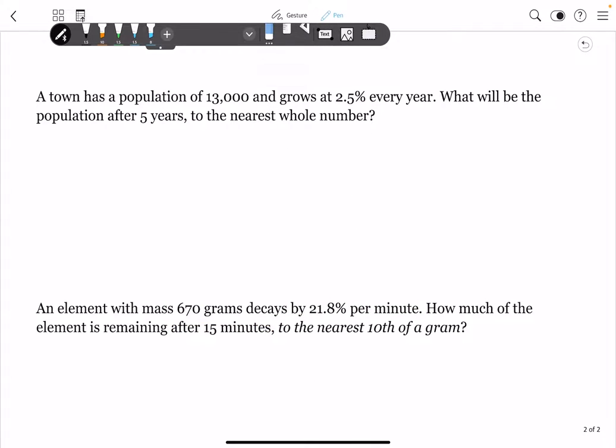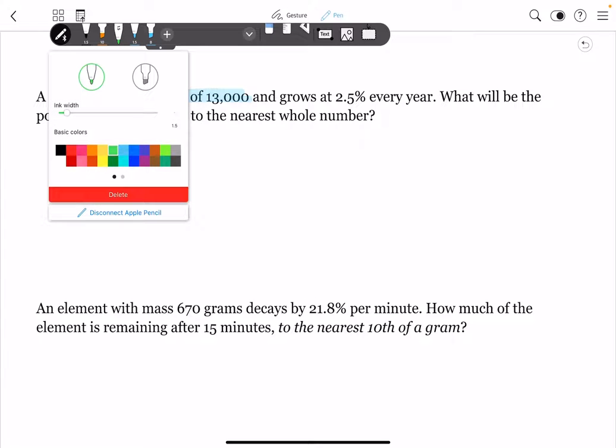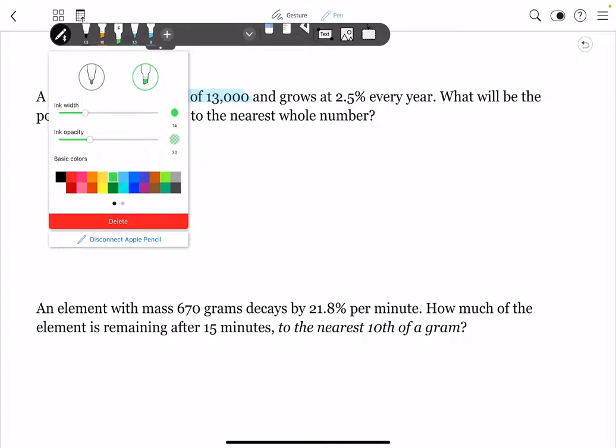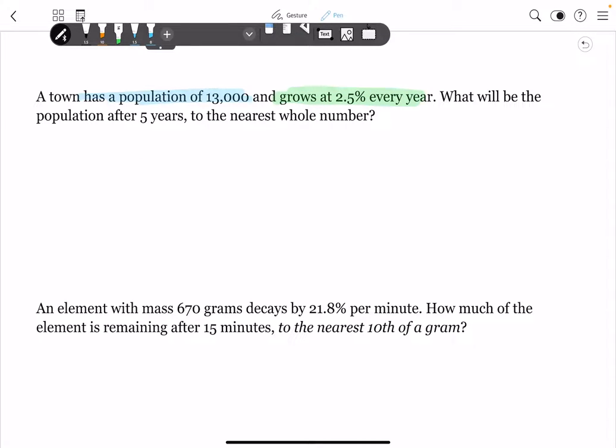Okay. So we're going to continue just building exponential functions and evaluating them. Here's one where a town initially has a population of 13,000. It tells us the rate of growth. It's growing just a little bit, 2.5% every year. And then it does tell us the time over which that's happening. Our units match, 5 years. The growth is occurring every year, so we can proceed.